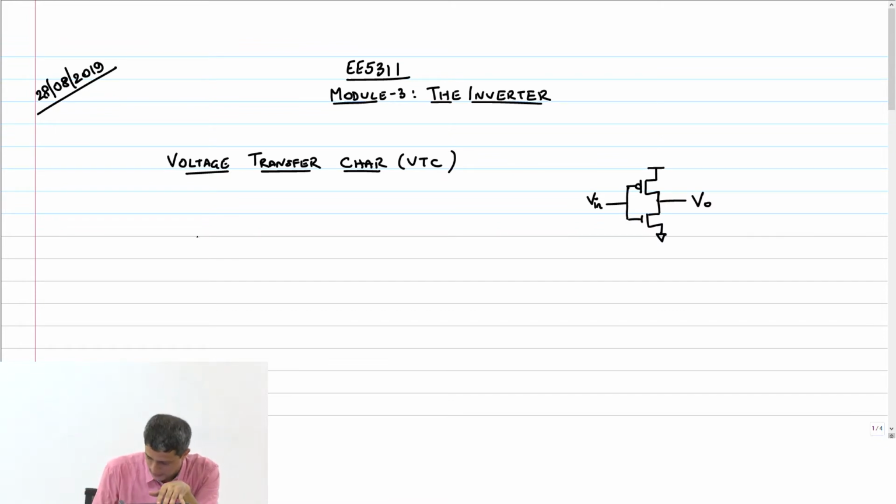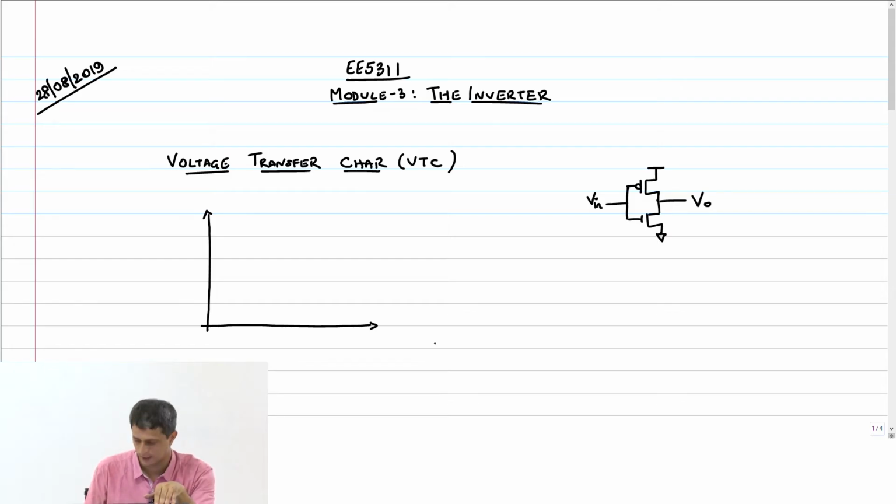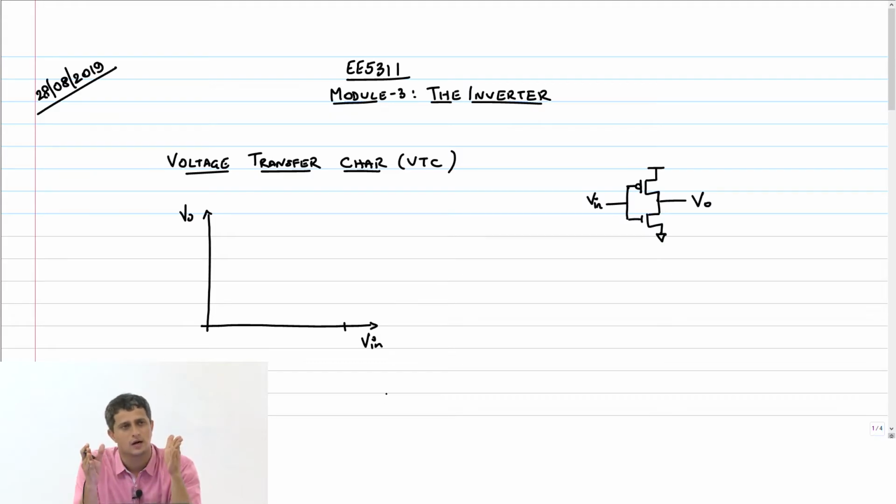We said that intuitively we were able to arrive at this VTC. If I sweep V in from 0 to VDD and plot my V out, it goes through certain transition points. The first transition point happens to be at VTN, because until then the NMOS transistor is not turned on. If the transistors are considered ideal, there is zero leakage current, and therefore VTN is the first point. When V in crosses VTN, some non-zero current can flow through the NMOS transistor.